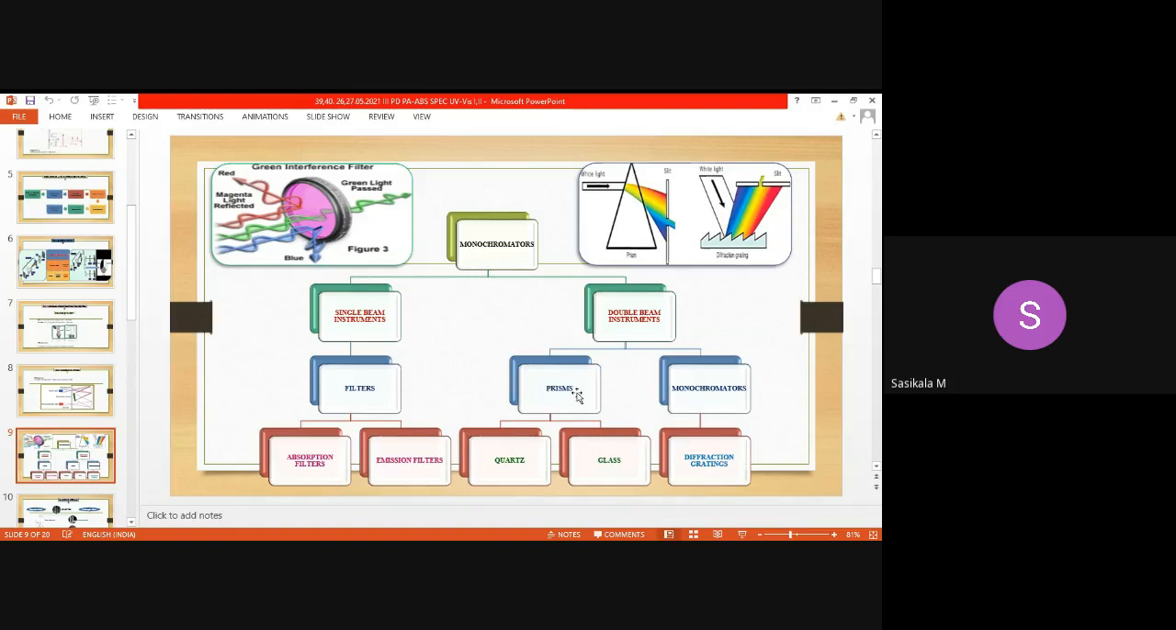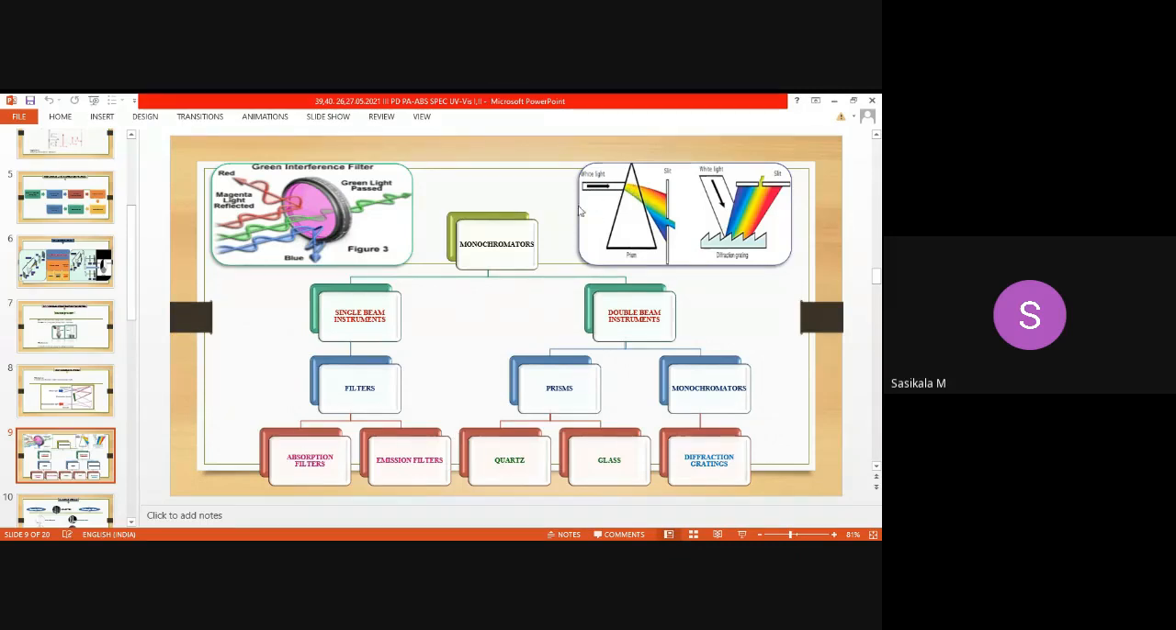Now let's move on to the prism type. You can see the prism monochromators. When the incident light is passed onto the prism, it may be made of quartz material or glass material. We prefer quartz material when only UV radiation is applied to the sample.